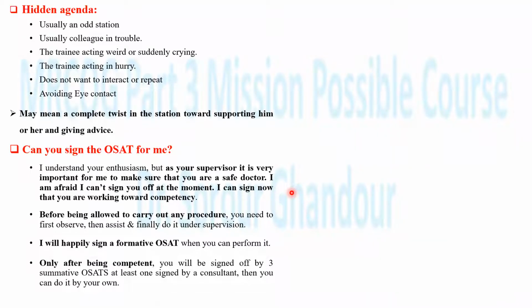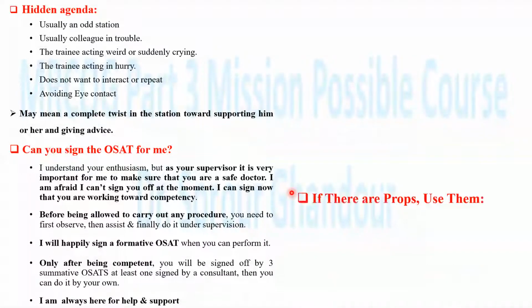Only after being competent, you will be signed off by 3 summative OSATs, at least one signed by a consultant, then you can do it on your own. So if he's asking you, can I do it myself? Your answer will be, before being allowed to carry out the procedure, you need to first observe, then assist, and finally do it under supervision. Only after being signed off by 3 summative OSATs, at least one by a consultant, can you do it on your own. So 2 questions here: if you can sign my OSAT, and if I can do the procedure myself. These are repeated questions, and there is a conflict about the answers here.